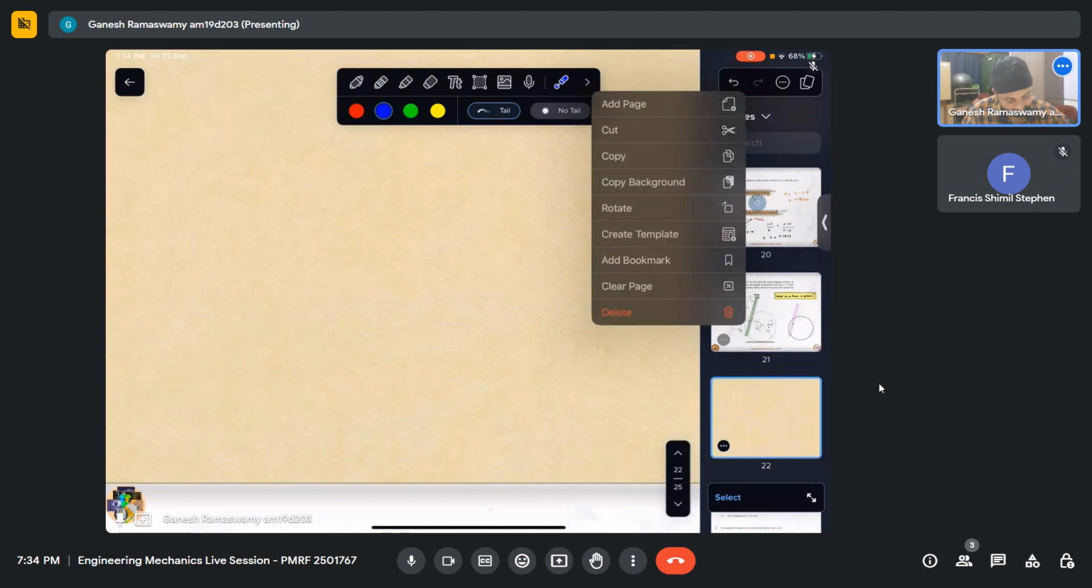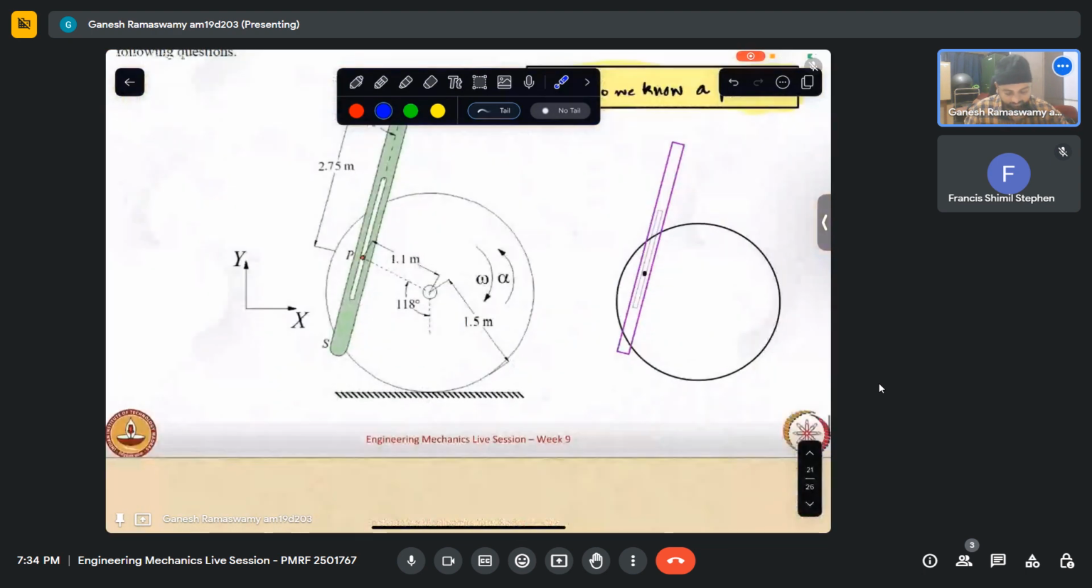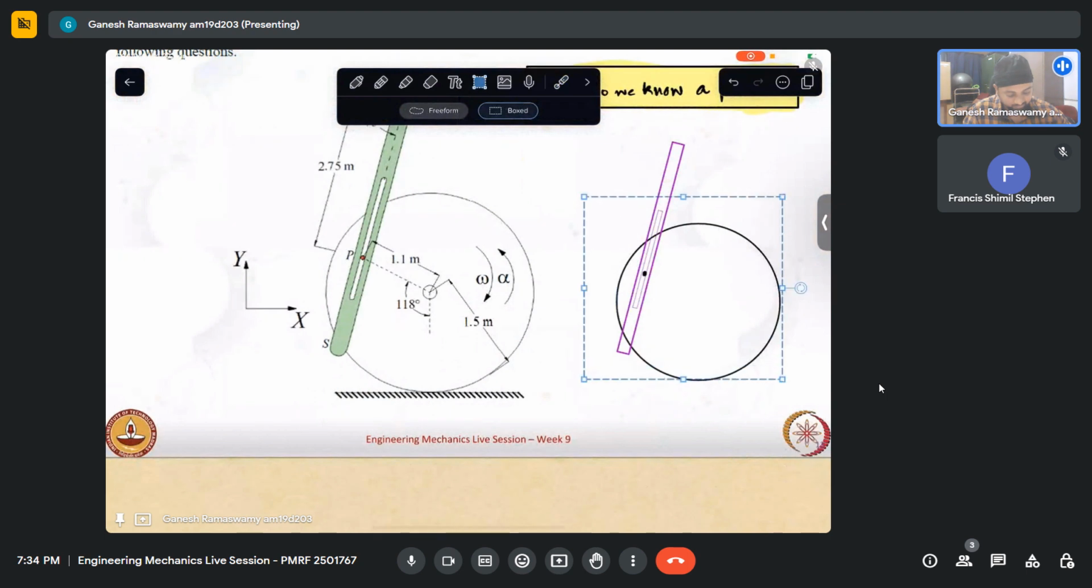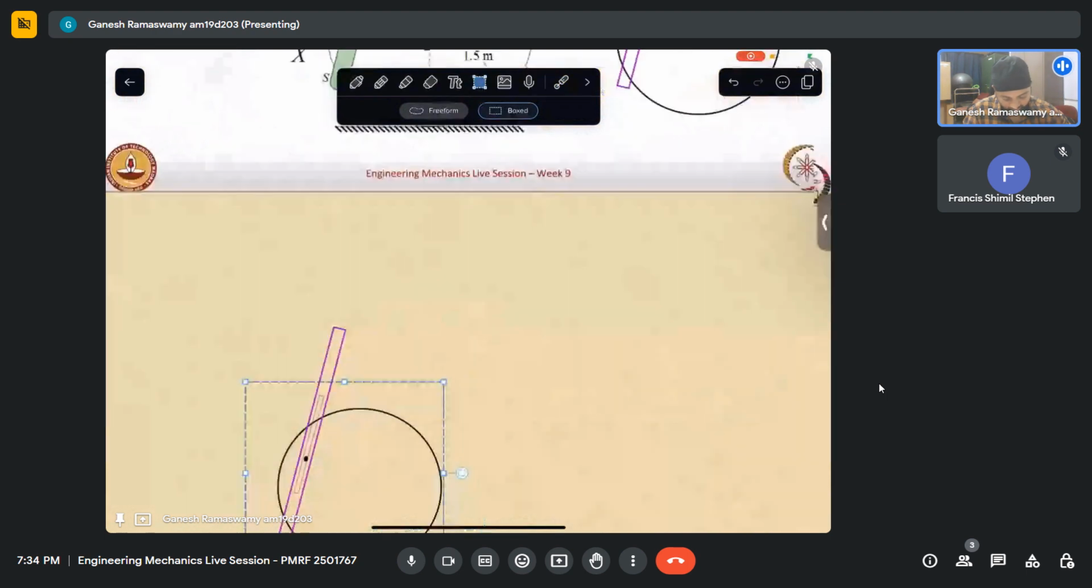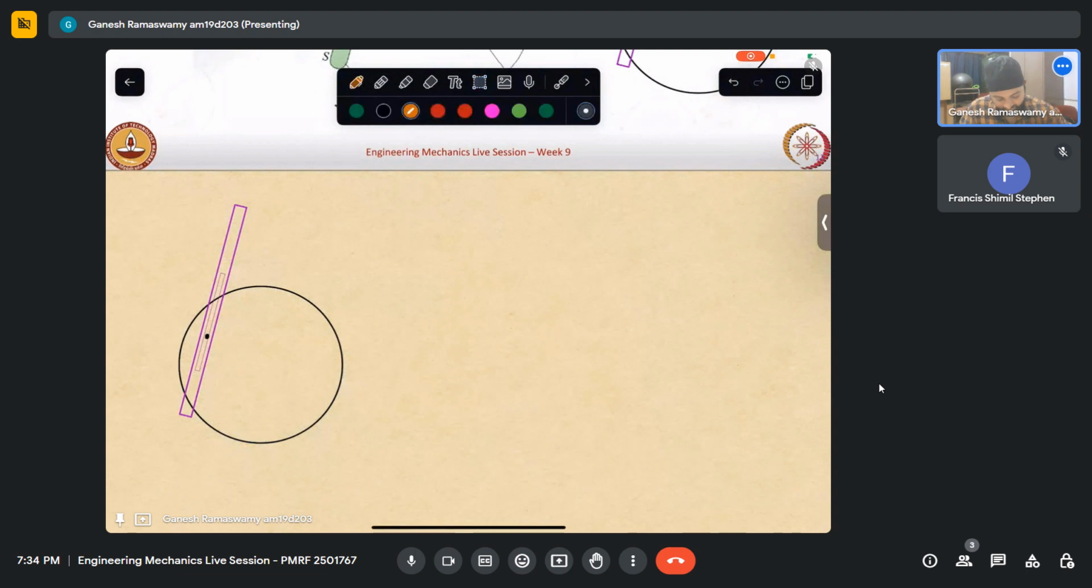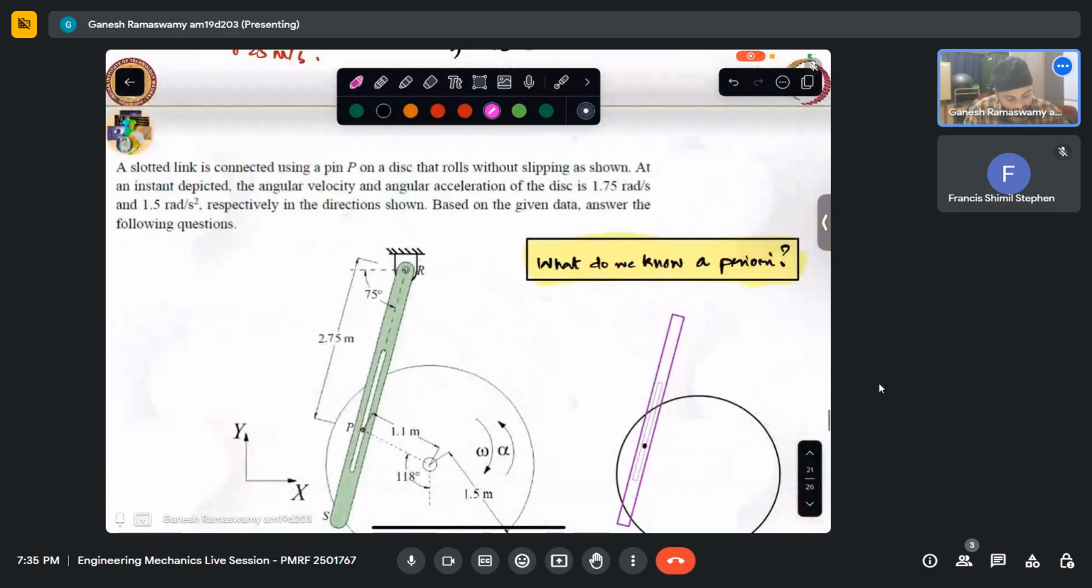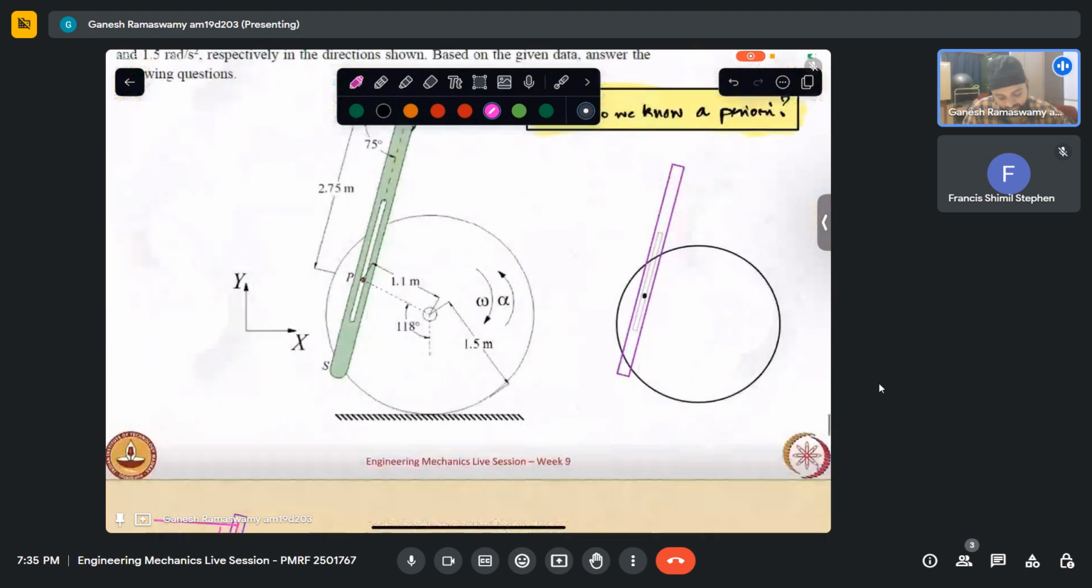Let me add some pages here. So let us try to analyze this using what we saw earlier. Now I know that this is my ICR since that is rolling without slipping. This is point P, and then I have the slotted arm like that, and this is making an angle. This angle is 75 degrees, is what is said. So what is it that we know from the problem initially? So let us try to see that.